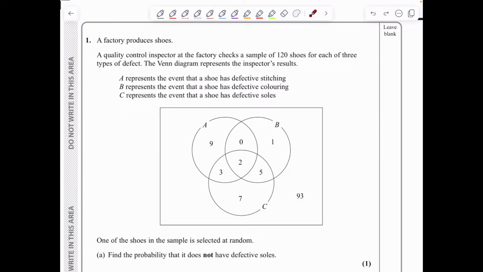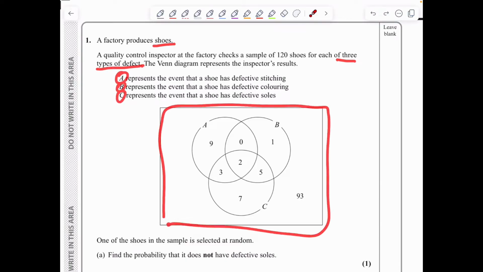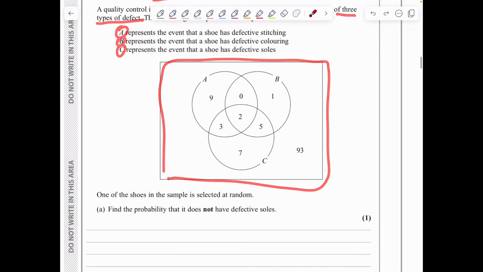In question 1, we've got the factory producing shoes and we've got 3 different types of defect, A, B, C, shown in the Venn diagram here out of a total of 120 shoes. Now we need to find the probability that the randomly selected shoe does not have defective soles.